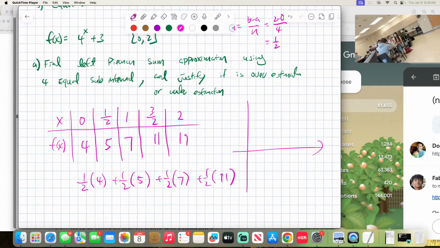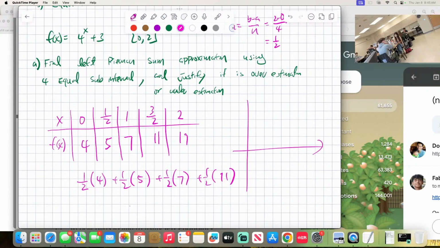That's not what they're looking for. You're not wrong. You're not wrong. But that's not what they're looking for. So there is a certain rubric they're looking for. So the rubric they're looking for is this. F prime of x is greater than 0.